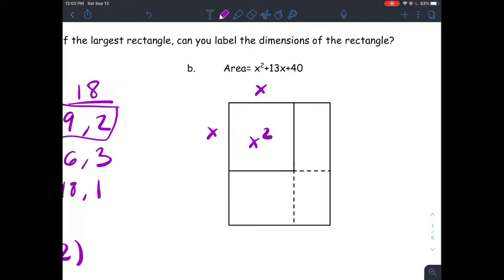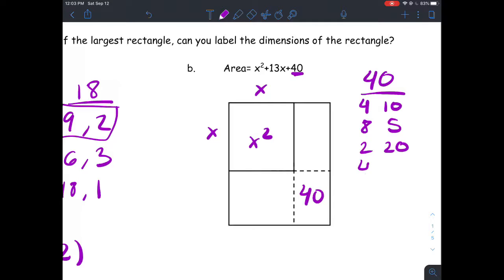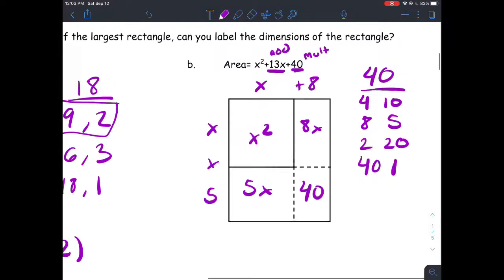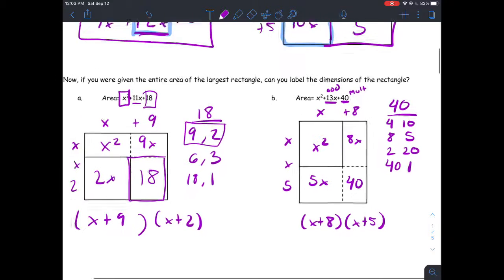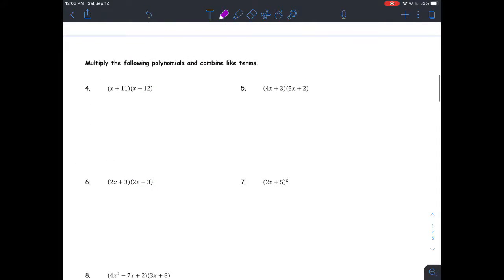All right, let's do the same thing for this one. We know we're going to have an x here and an x here, and that's how we're going to get our x squared. We know that this 40 goes here. So we have to figure out what are some different things I can multiply to give me 40. Some examples are maybe 4 and 10, 8 and 5, 2 and 20, and 40 and 1. I have to see which one of these combinations will multiply to give me this and add to give me this. Which pair is going to add to give me 13x? Well, that's going to be the 8 and the 5. So we get 8x, 5x, and our binomials would be x plus 8 and x plus 5.